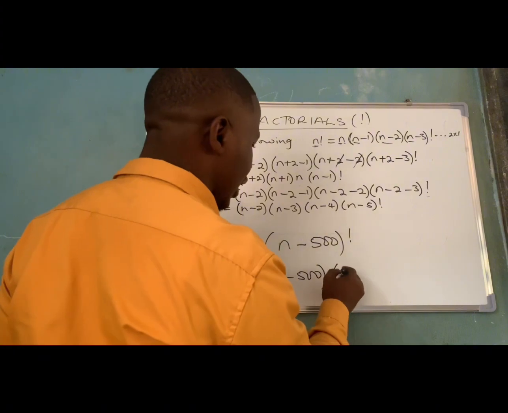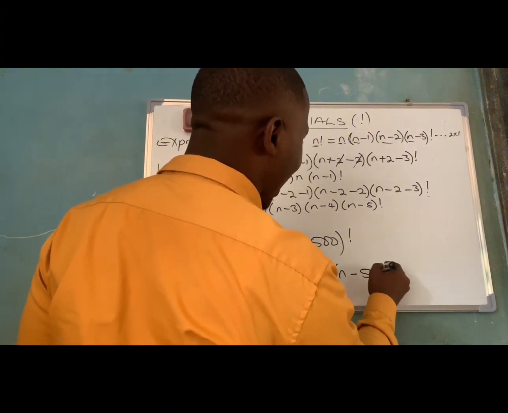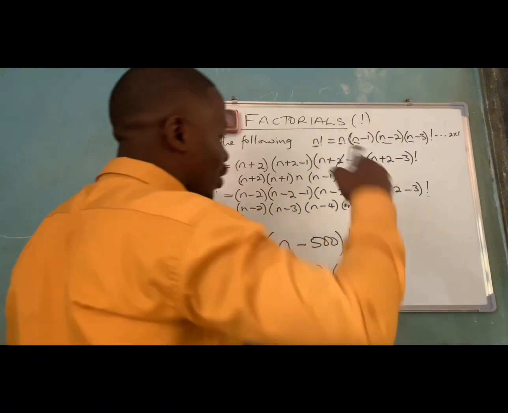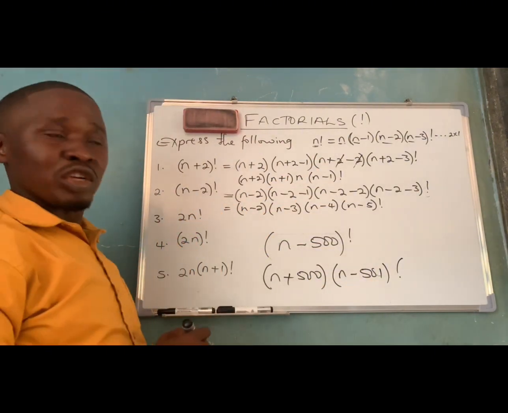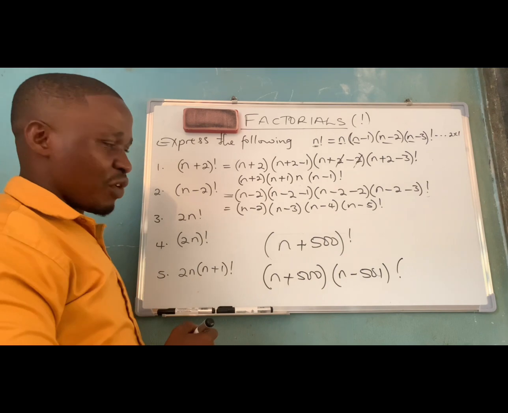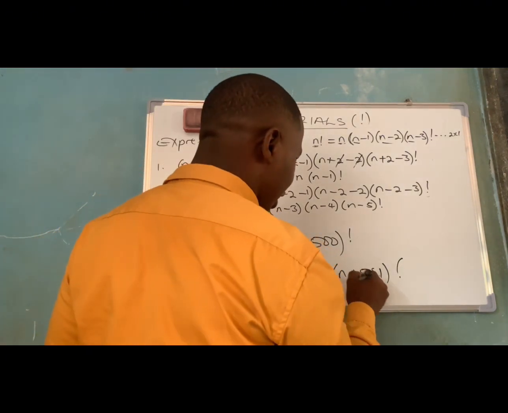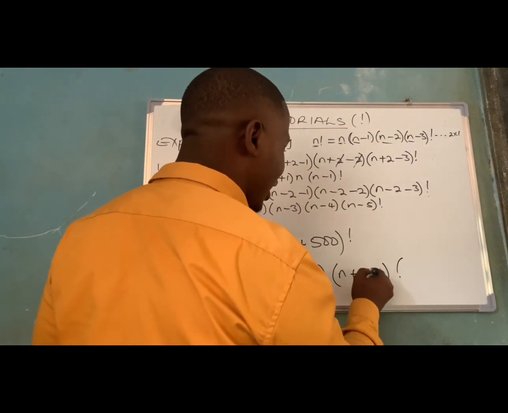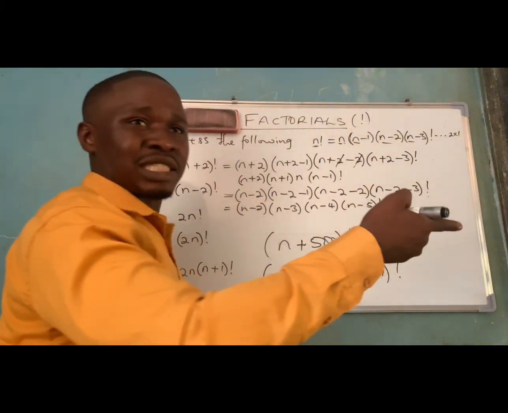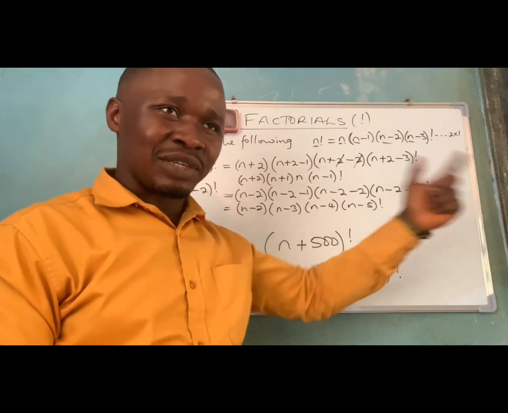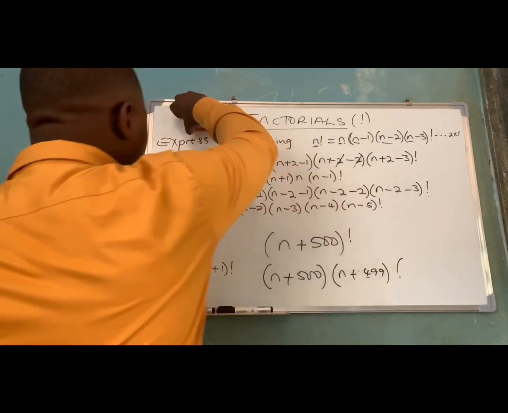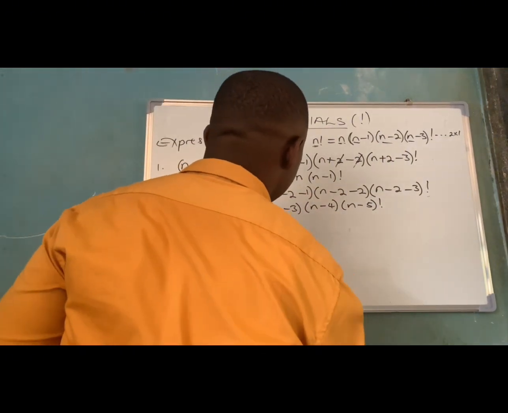The next one is what? N minus 501, and so on. Don't forget the factorial. But if you have a plus, n plus 500, then we have n plus 499. We keep subtracting. It depends on the time, but the end of it will become negative. Alright. So let us continue here.